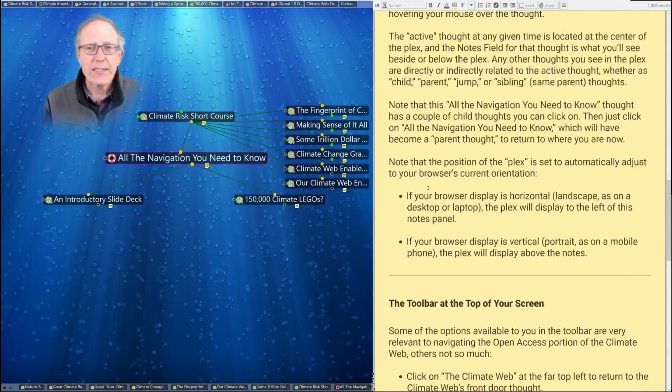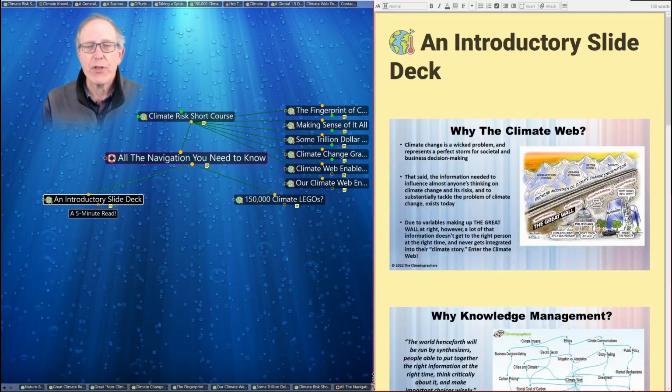A couple of additional thoughts here that you can click on: an introductory slide deck. And the reason I'm showing it to you on the desktop is that when I hover over these thoughts, they do open up on the right-hand side. When you go into these thoughts online, you'll have to actually click on the thought for it to open up on the right-hand side. That's the difference. And that's why I'm saving some clicks, saving some steps by demonstrating this on my desktop.